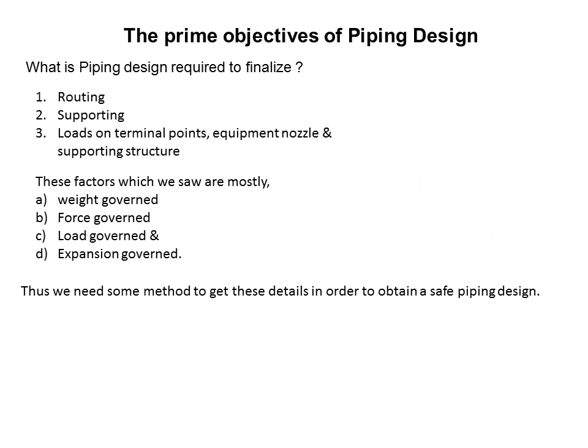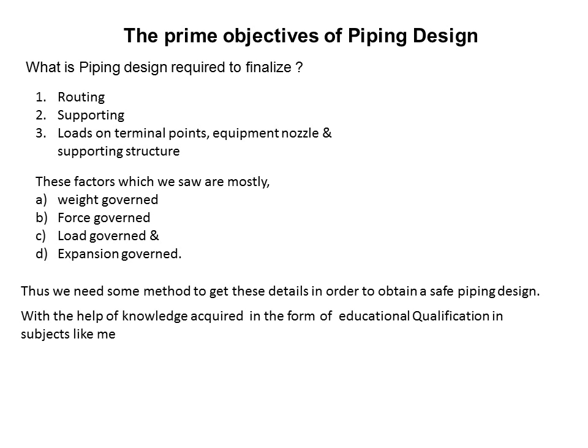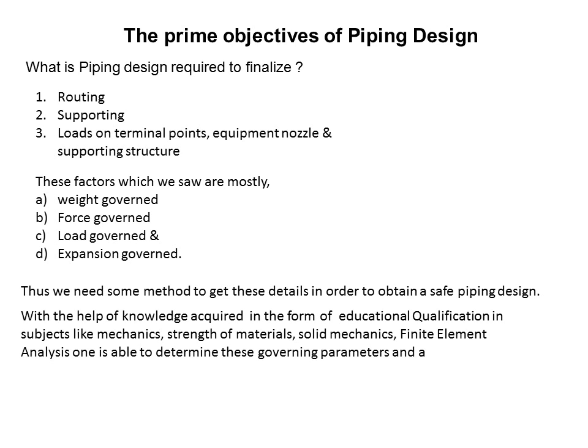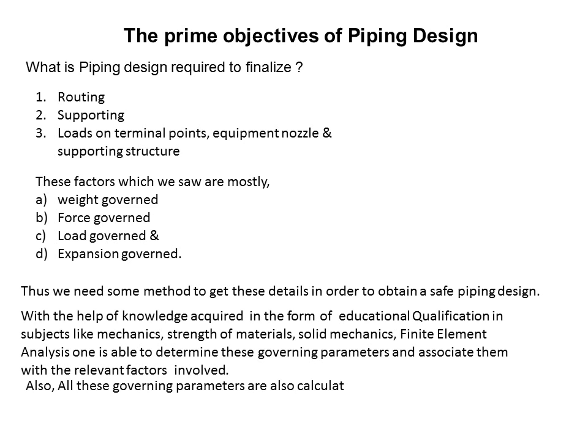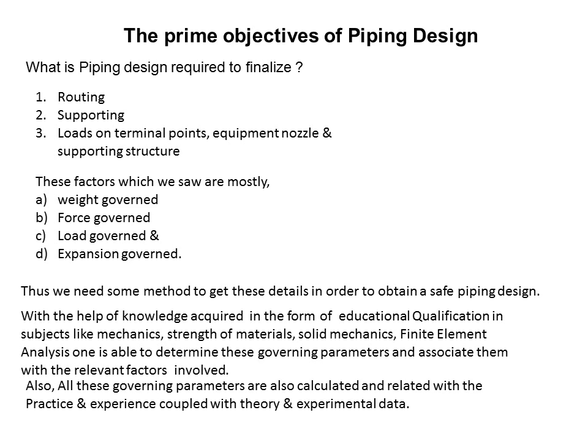Thus, we need some method to get these details in order to obtain a safe piping design with the help of knowledge acquired in the form of educational qualification in subjects like mechanics, strength of materials, solid mechanics, finite element analysis. One is able to determine these governing parameters and associate them with the relevant factors involved. Also, all these governing parameters are calculated and related with the practice and experience coupled with theory and experimental data.